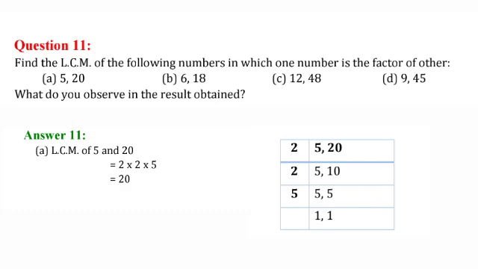11th question: find the LCM of the following numbers in which one number is a factor of the other. They have given 4 questions. The first 2 I am doing. The next 2 you should do as your homework. What do you observe in the result obtained? The first one they have given is 5 and 20. 1 5 is 5, 4 5s are 20. So in both, 5 is common.